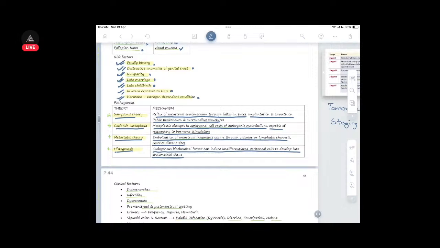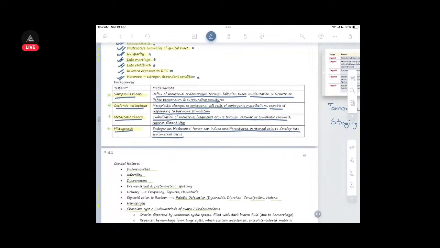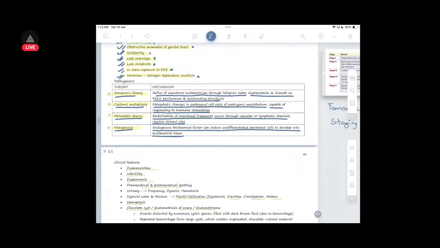Coelomic metaplasia: rests of the cells of the mesothelium capable of responding to hormonal metaplastic changes in embryonal cells, that is, rests of embryonic mesothelium. Metaplasia may occur. Histogenesis: undifferentiated peritoneal cells are induced into endometrial tissue.